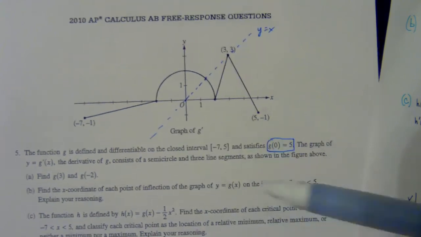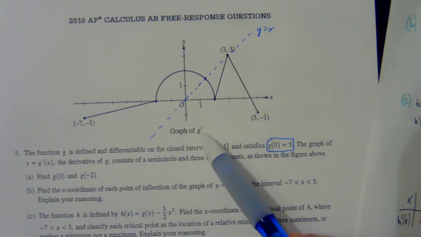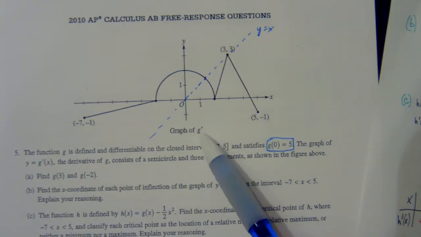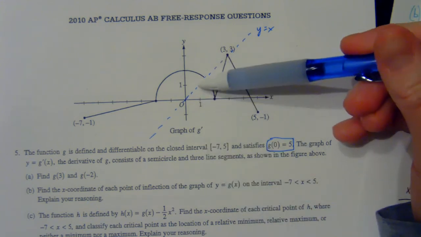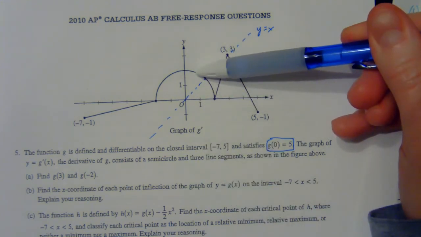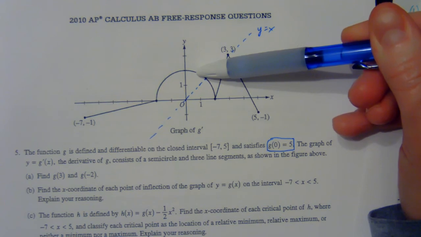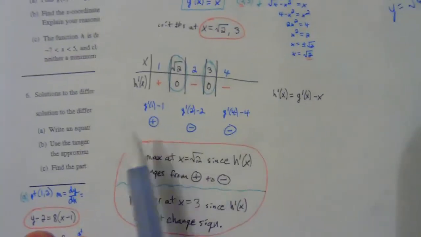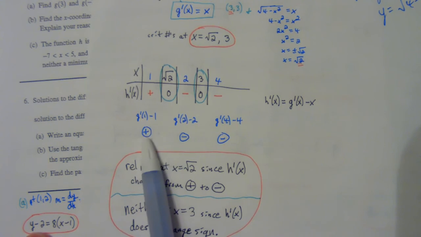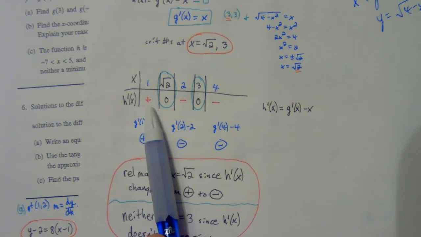So if we look at our graph, g prime of 1 just means on your derivative graph, which is what this is, when x equals 1, what is my y value? So when x equals 1, my y value is up here. Notice that that is bigger than 1. So if I take a number that's bigger than 1 and I subtract 1, I'm going to get a positive number. That's how I got the positive right there.